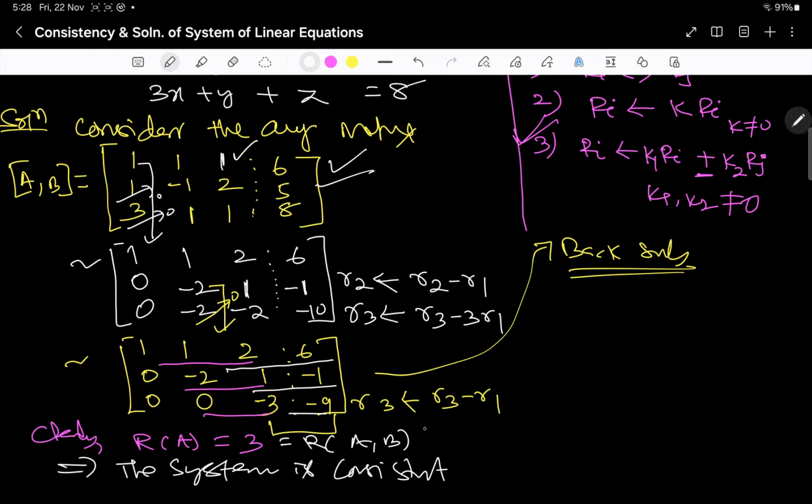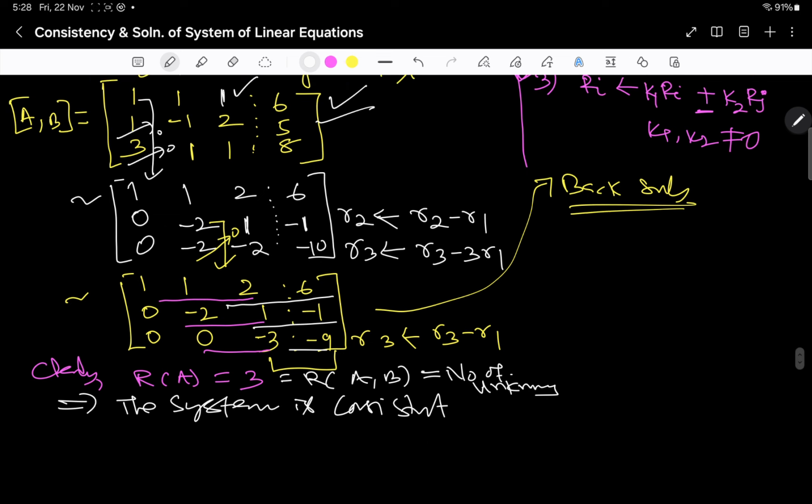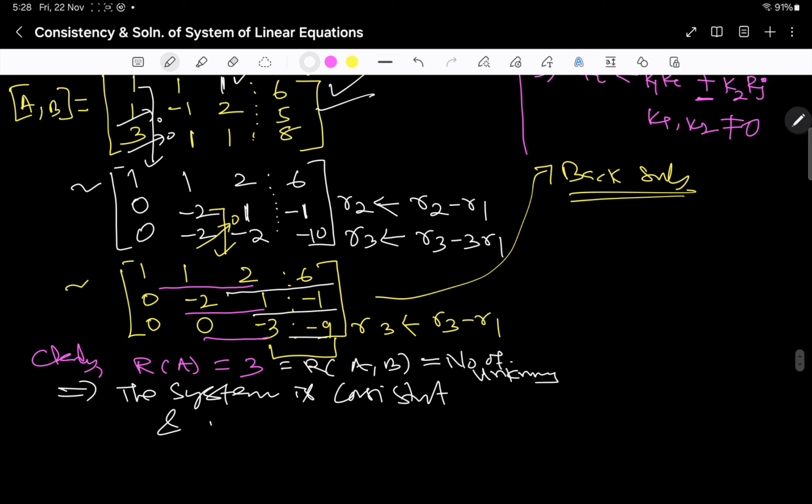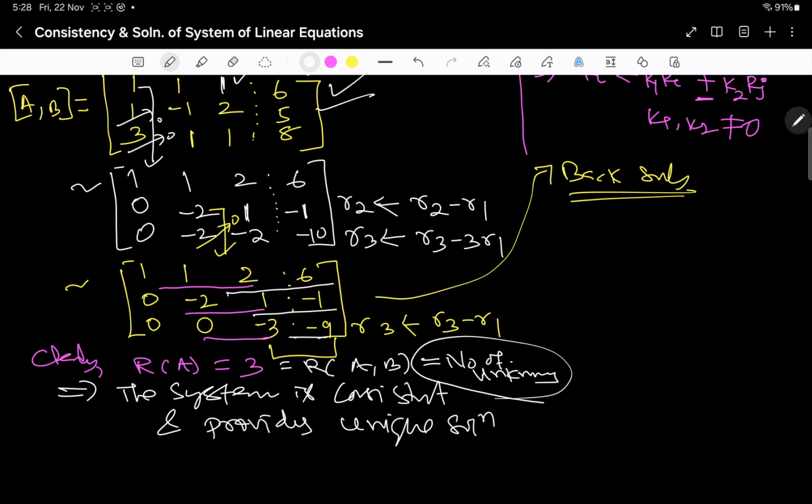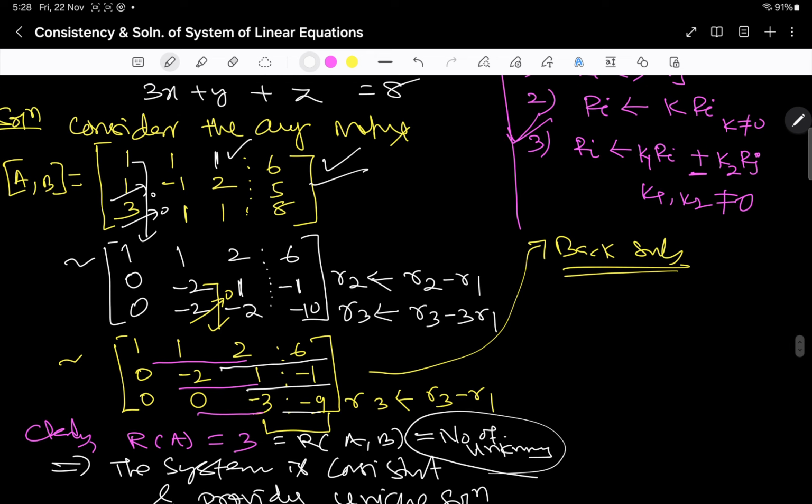And also it is equal to the number of unknowns. Okay, number of unknowns, number of variables here is 3. So the system is consistent and provides a unique solution, because the rank is the same as the number of unknowns. Now come to the solution part. By back substitution method we will solve it.